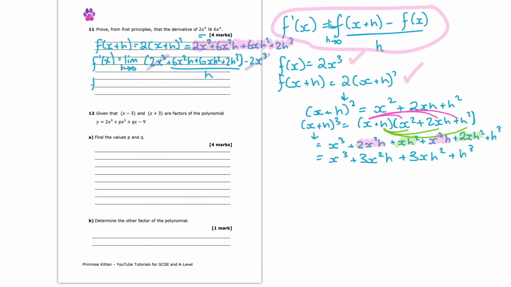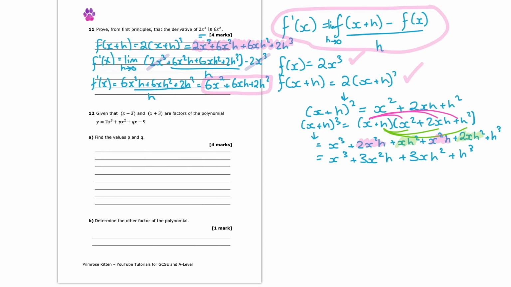So that leaves us with f dash x equals 6x squared h plus 6xh squared plus 2h cubed, all over h. If we divide through by h there, we get left with 6x squared plus 6xh plus 2h squared. So we're nearly there now, okay? So this was what we got by simplifying it and dividing each and every one of those terms by h.